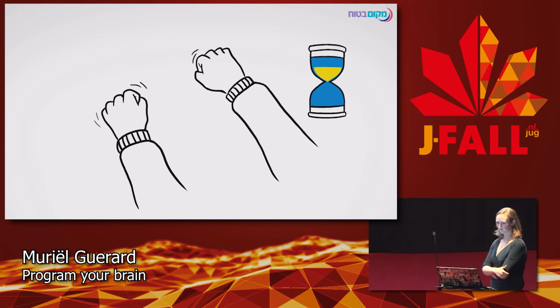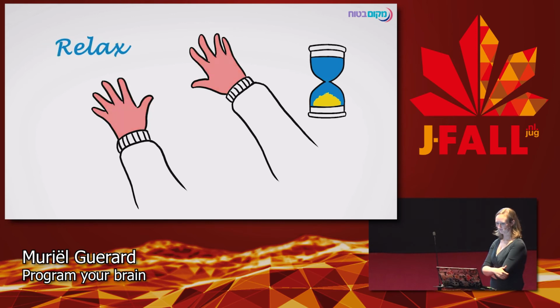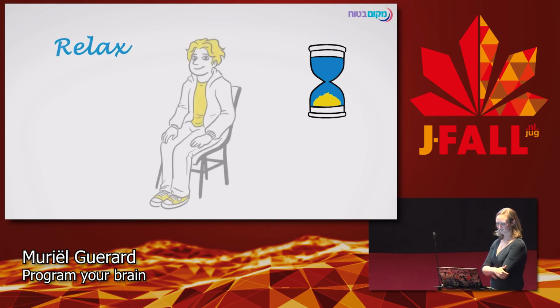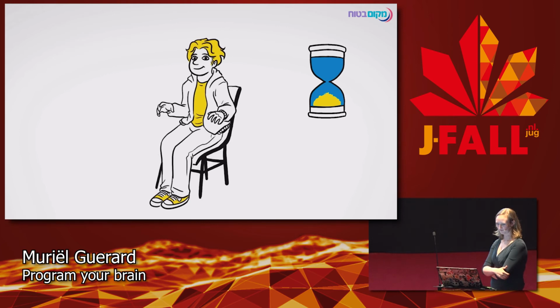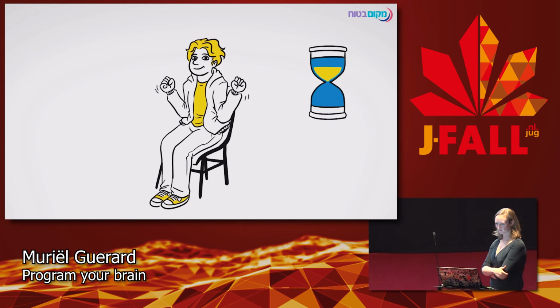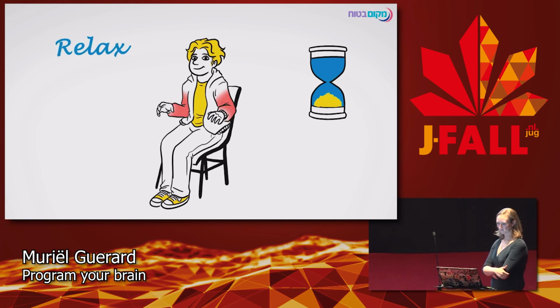Count down 5 seconds. 5, 4, 3, 2, 1, and relax. Now let's continue with the arms. Bend your arms against your body and contract the muscles. Count down 5 seconds. 5, 4, 3, 2, 1, and relax.